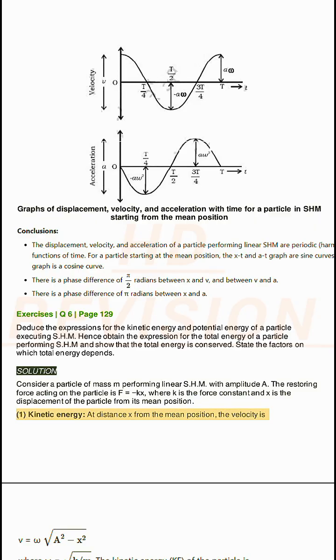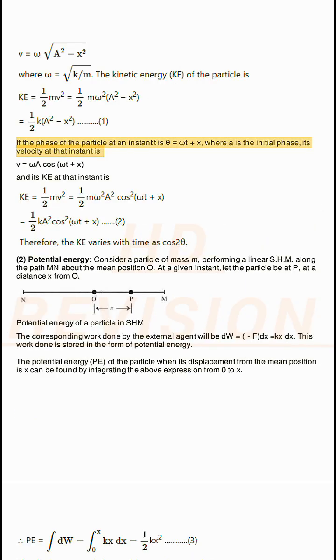At distance x from the mean position, the velocity is given by the standard expression. If the phase of the particle at an instant t is theta equals omega t plus alpha, where alpha is the initial phase, its velocity at that instant is v equals A omega cos of omega t plus alpha, and its kinetic energy at that instant is given accordingly.